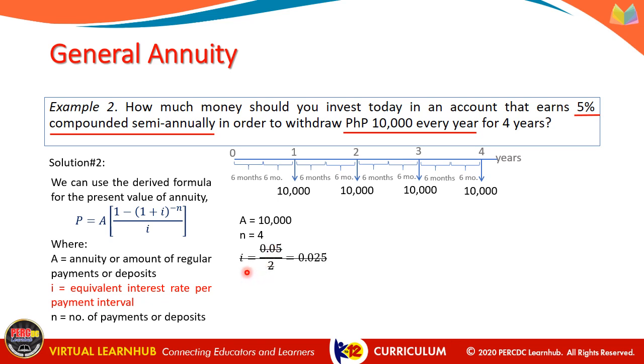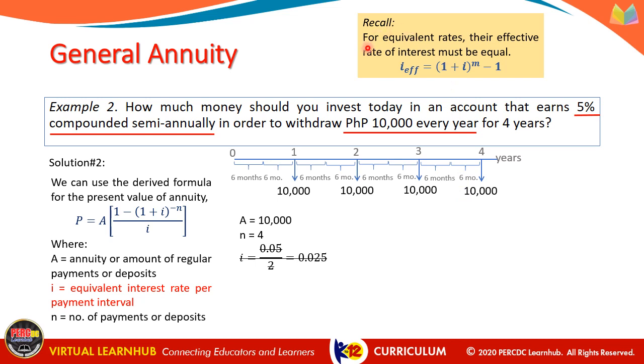For i, we will not use 0.05 over 2, even though we have here 5% compounded semi-annually. We're not going to use 0.05 over 2 or 0.025 because that is for semi-annual compounding. The withdrawal is done every year. So we need first to compute for the equivalent interest rate per year. How do we do that?